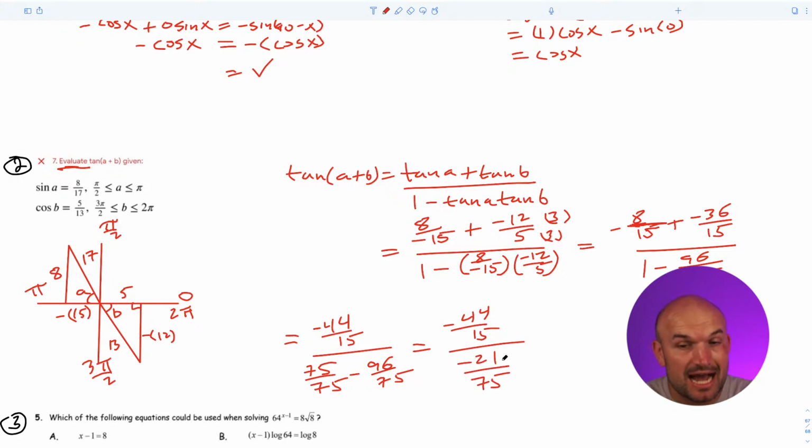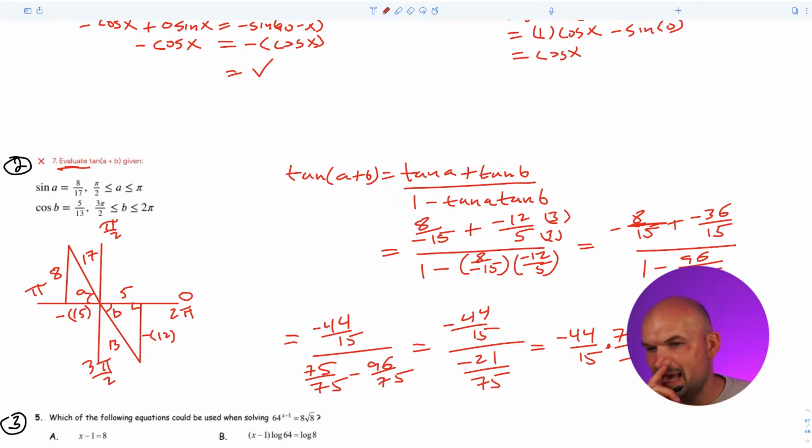And now you can see that what I have is a fraction divided by another fraction. So when you have a fraction divided by another fraction, you can just multiply by the reciprocal, right? So that's going to be the same thing as negative 44 over 15 times 75 over negative 21.